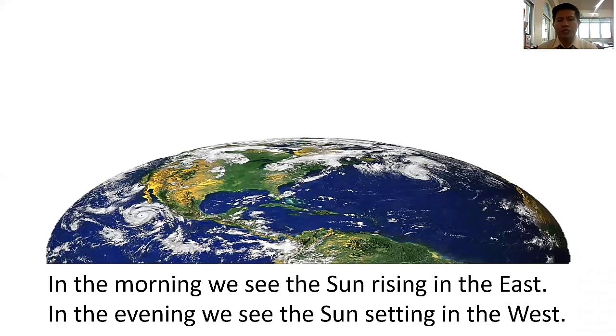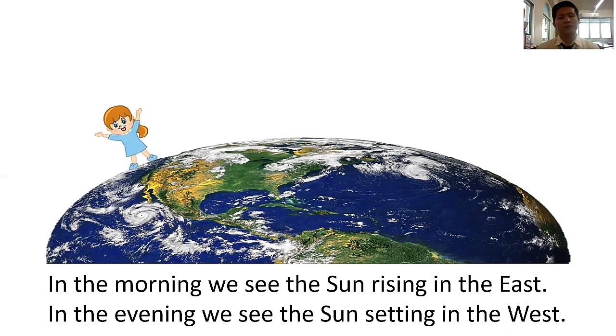Okay, I hope that you enjoyed watching the video. And now, I am sure that you can answer the question, why do we have day and night? Okay, now let's continue. In the morning, we see the sun rising in the east. Please remember that one. In the morning, we see the sun rising in the east. And in the evening, we see the sun setting in the west.